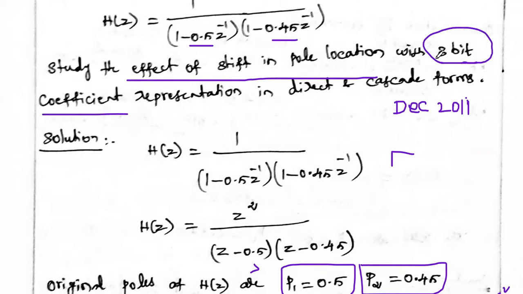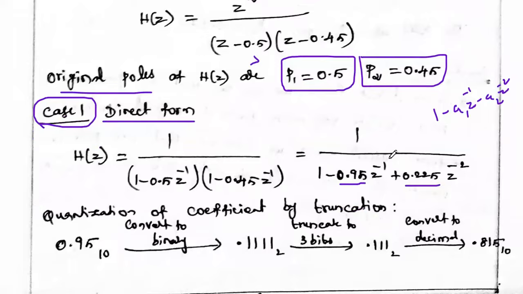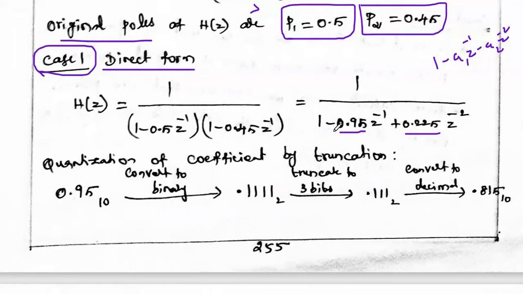This filter coefficient should be quantized to 3 bits. It is given, so this 0.95 we have to quantize to 3 bits, as digital data. So you see 0.95, this is the decimal value. First we have to convert this decimal value into binary. Already you know the method of converting decimal into binary.